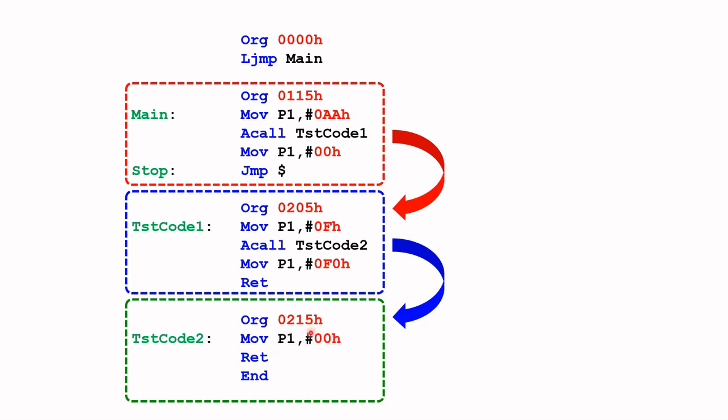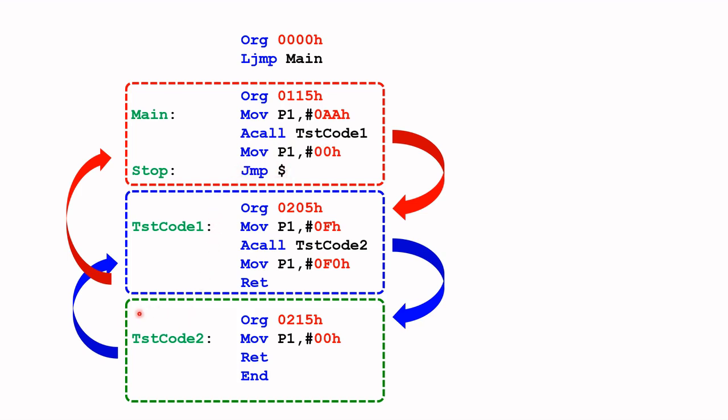And in this subroutine, it places this hex value onto P1, and then once that is complete, it returns back to this part of the TST code 1 and places this value onto P1, and then once that's done, it returns to the main and places this hex value onto P1, and then it stops here.